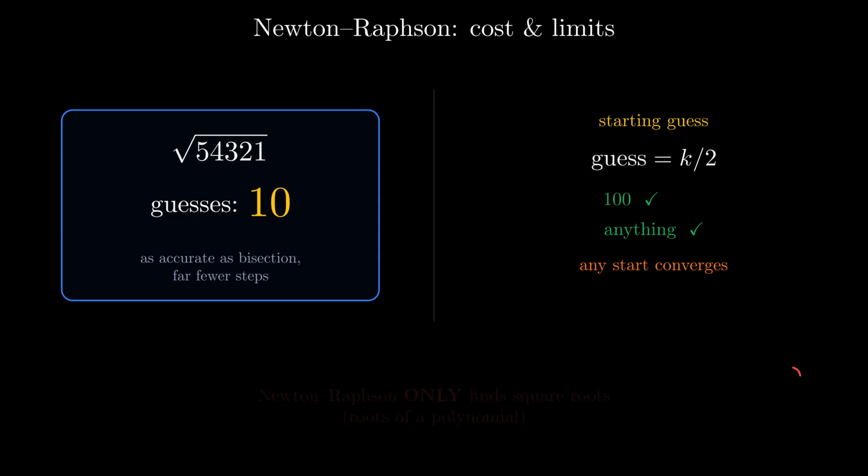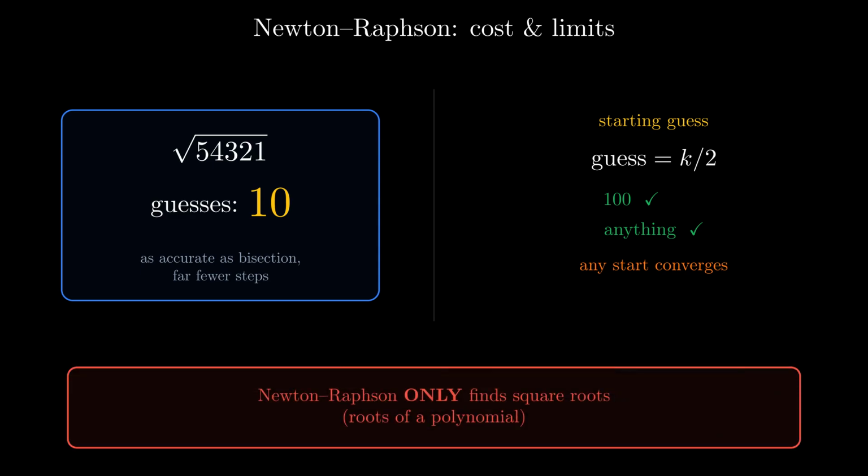The trade-off: this is a limiting algorithm. It only finds square roots. It can't search a room for a person or anything outside this one problem. Step back. Every method we've seen is really one idea.